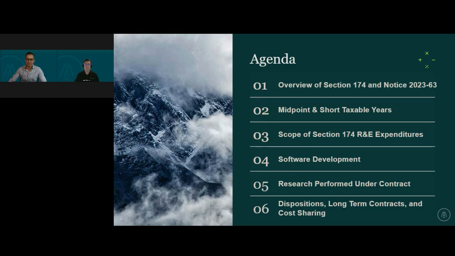All right, so today we're going to be diving into the world of R&D capitalization under Section 174. And we're going to talk about the recent interim guidance issued by the IRS, which significantly impacts how companies account for their research and experimental costs and their software development expenditures.